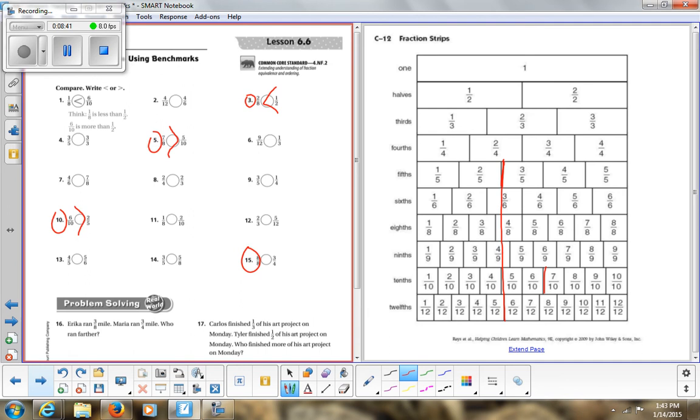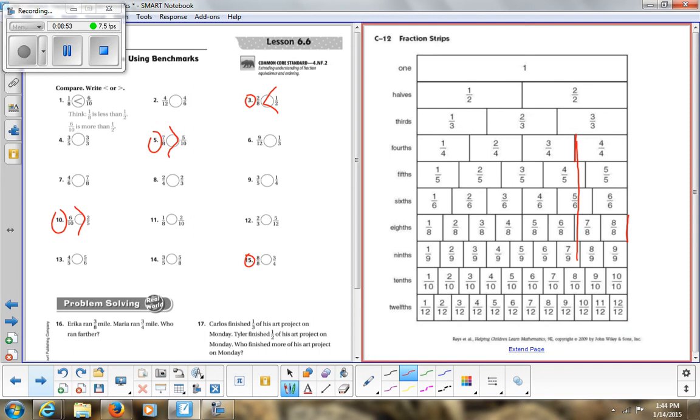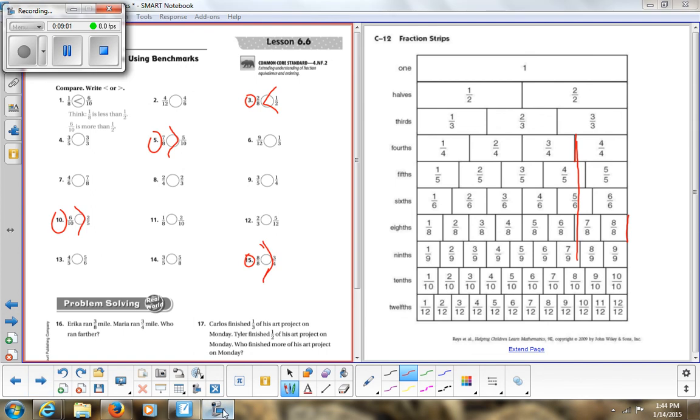And lastly, we have 8/8 and 3/4. So 3/4 is right here. 8/8 is right here. Draw it down. 8/8 is bigger. Okay. This should be pretty easy for you with the fraction strip.